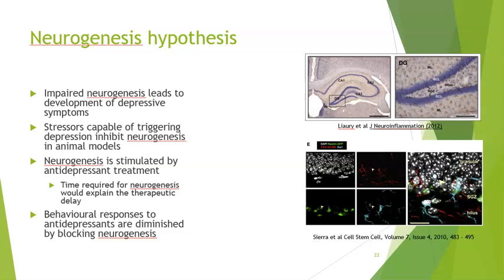Now, we do see that we get an increase in neurogenesis again during antidepressant treatment. So it suggests that neurogenesis does play a role in depression. And the time required for this neurogenesis may explain the therapeutic delay. It may explain why it takes 2 to 3 weeks to see any mood effects of taking antidepressants, because it takes a while for neurogenesis to occur. There are behavioral responses to antidepressants as well, that are diminished by blocking neurogenesis.